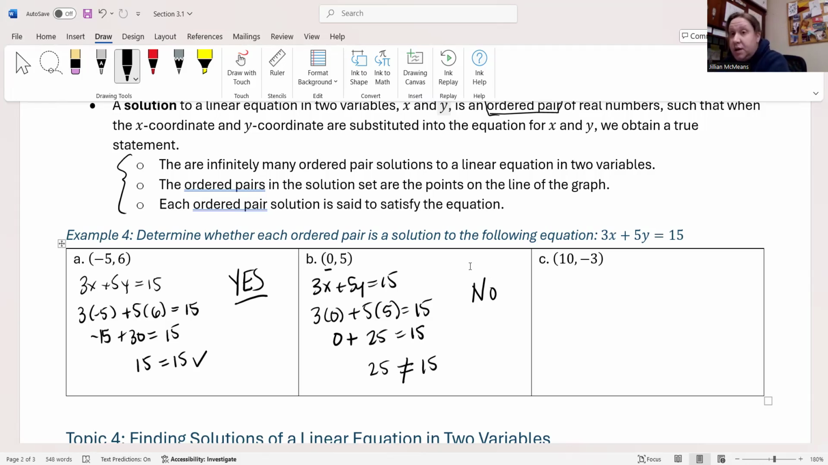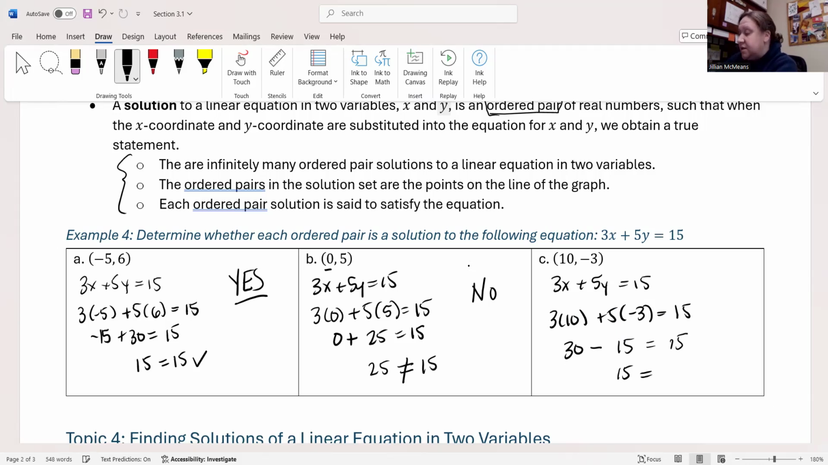Finally, let's look at part C. Same directions. We've got the equation 3x + 5y = 15. We've got an x coordinate of 10 and a y coordinate of -3. Where I see an x, I put a 10. Where I see a y, I put a -3. So I get 3 times 10 plus 5 times -3. We want to see if that equals 15. 3 times 10 is 30. 5 times -3 is -15. So I just write that as -15. And 30 minus 15 really is 15. So we get something that is true. We can say, yes, this is another one of many, many points on this particular line.